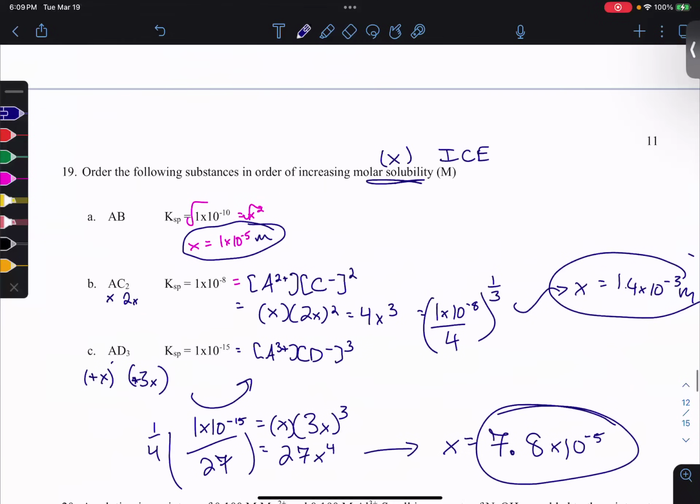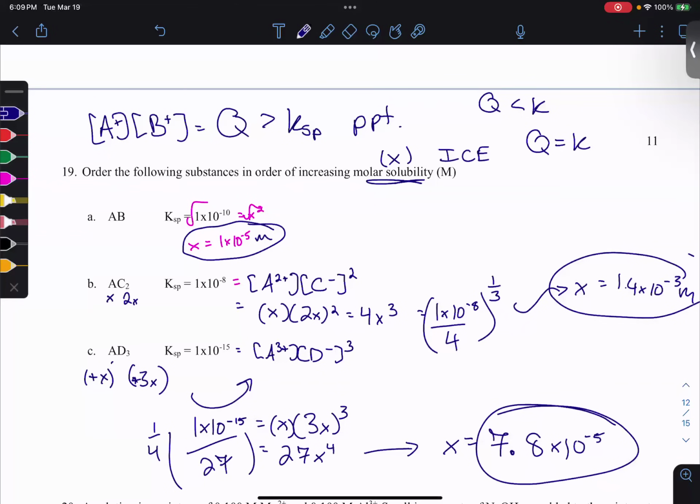So that means if you mix things, like A concentration and B concentration, and you calculate Q for those conditions, if Q is greater than KSP, you have too much product, a precipitate will form, a solid will come out. But if Q is actually less than K, no precipitate will form. It will just remain a colorless solution. If Q is equal to KSP, then you're already at equilibrium, you already have a saturated solution. So that's the whole idea here, all right?